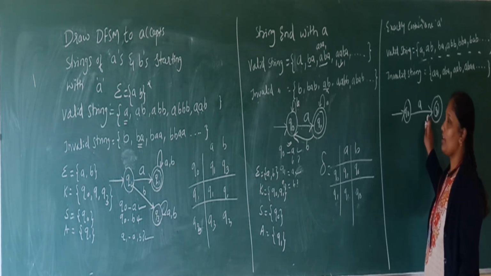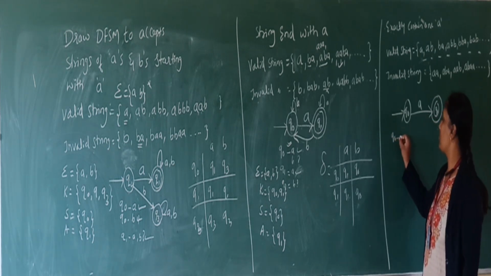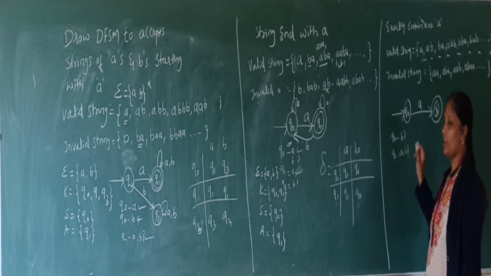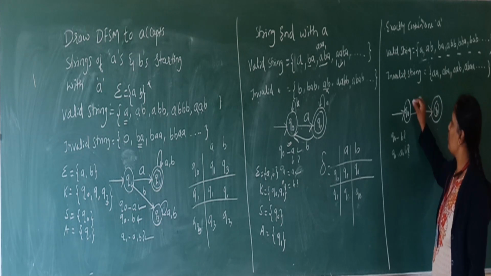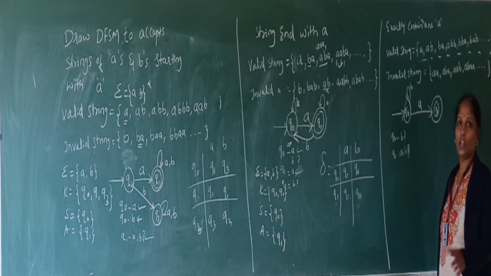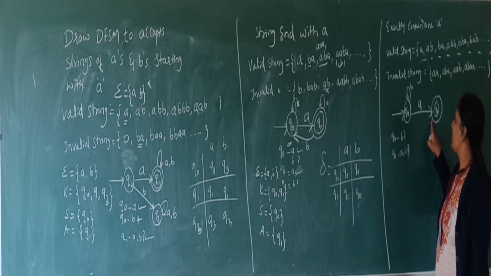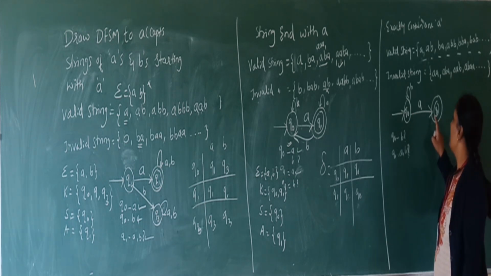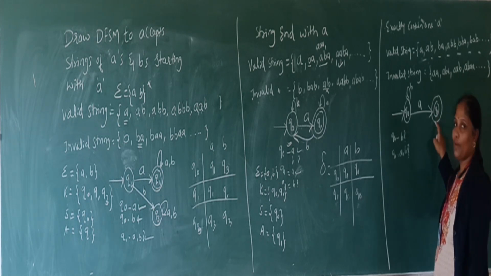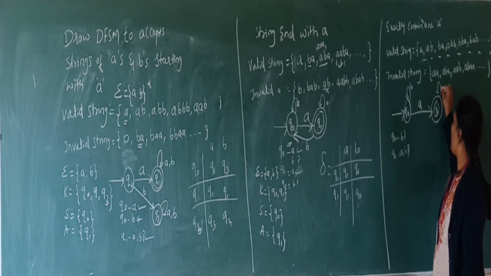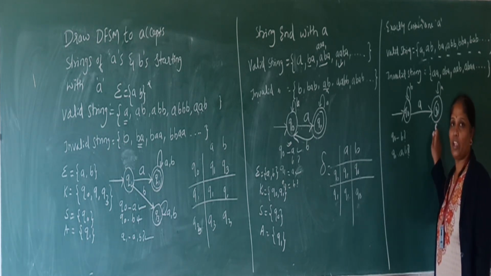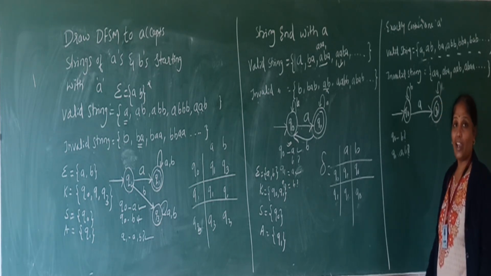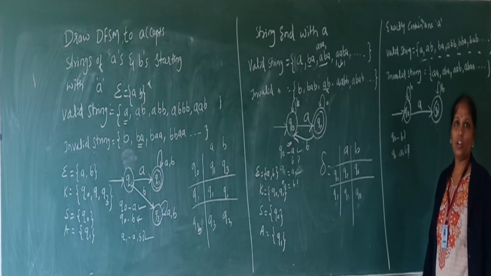So from Q0, the A transition I had shown. Next, I must show what? The B transition. Next, from the Q1 state, I must show the A and B transitions. Here, the B transition I can show as a loop because B may occur any number of times. But when one A comes, it should reach a final state. Next, for the Q1 state, see, if I take a loop for A, then what happens? It starts accepting the strings which have more than one A. So I can't take a loop here. Shall I take a loop for B? Yes, you can take a loop for B.